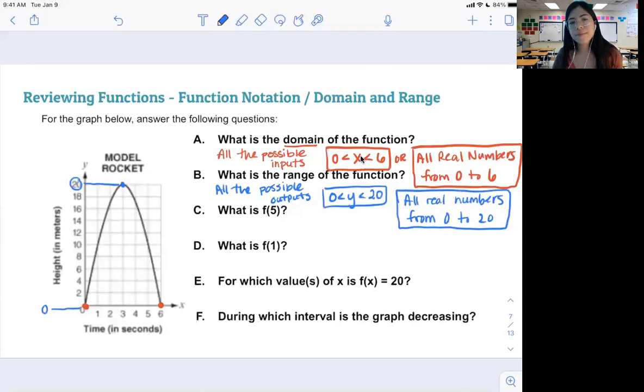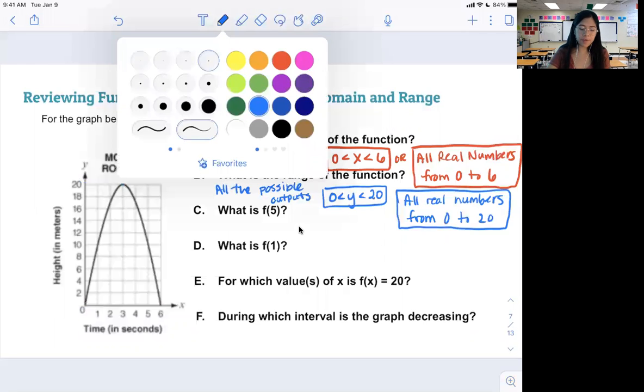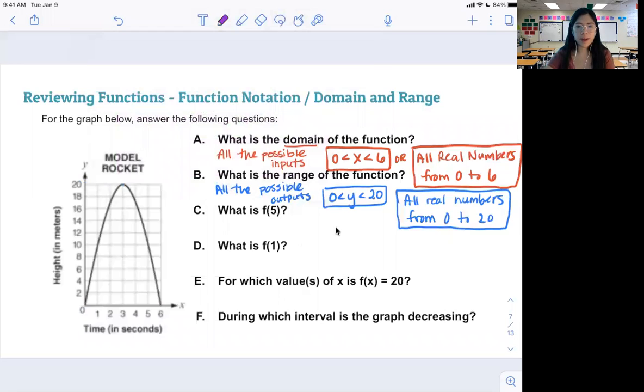Any other questions on domain or range? Okay. What is f of 5? Look on your graph. If you know it, send it in. What is f of 5? 10. Good. All you do, you go to the 5. 5 is your input. So you go to the 5 on the x-axis and you go up and figure out where you are. You're at 5, 10. So f of 5 equals 10.